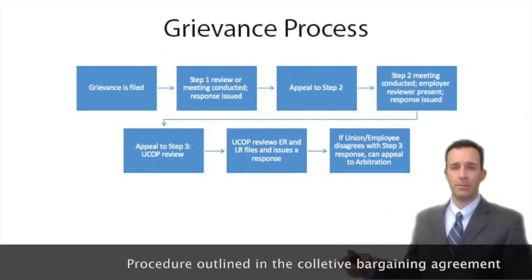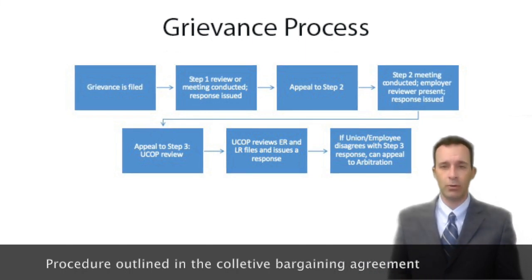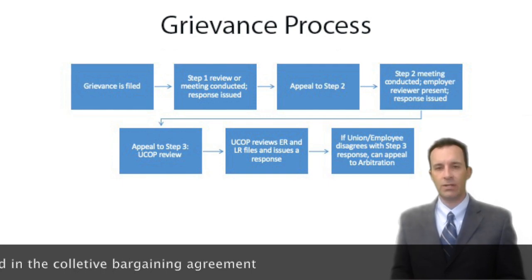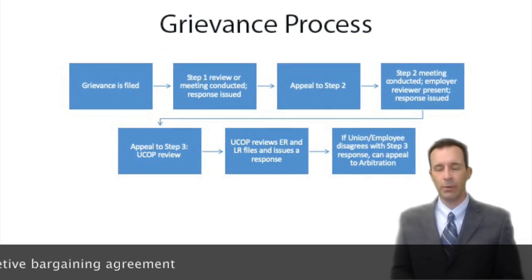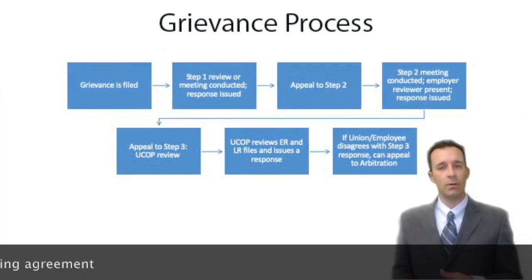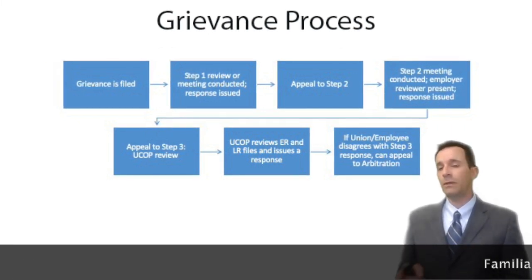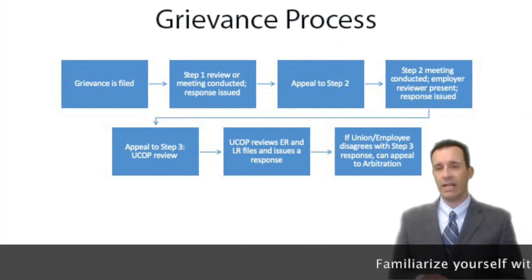There's multiple steps in the process before we would get to an arbitration, and that typically takes about 60 to 90 days to go through this entire step 1 through 3 process. Again, this is a high-level overview, so I don't want to bog you down, but I will point out that you should be familiar with the contracts that govern your staff.